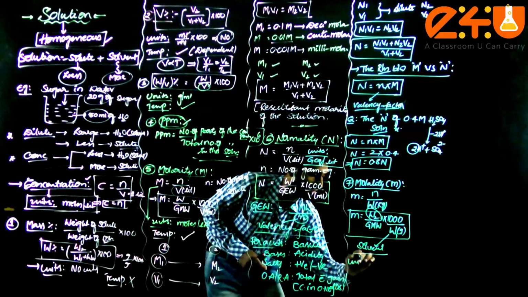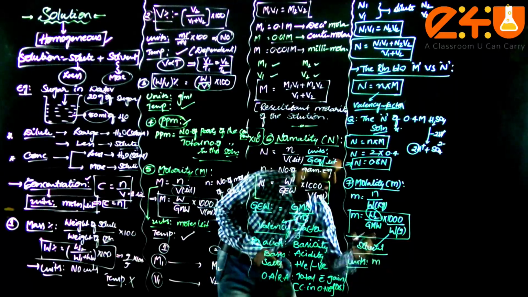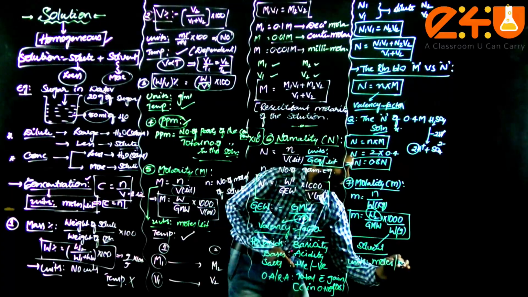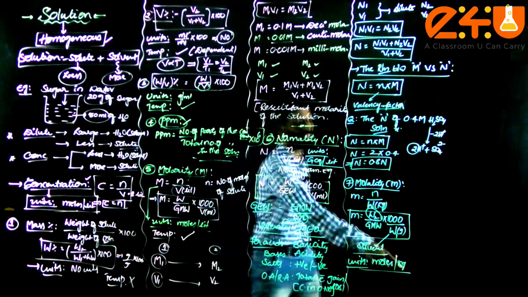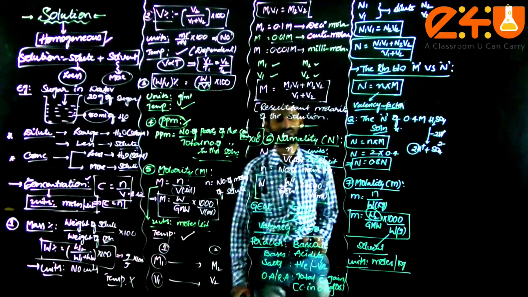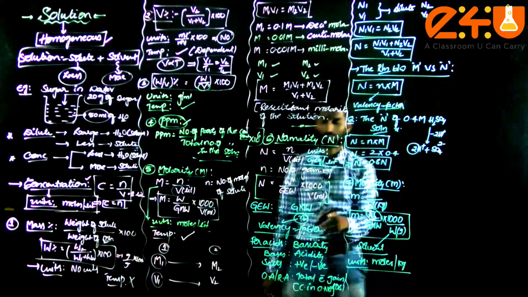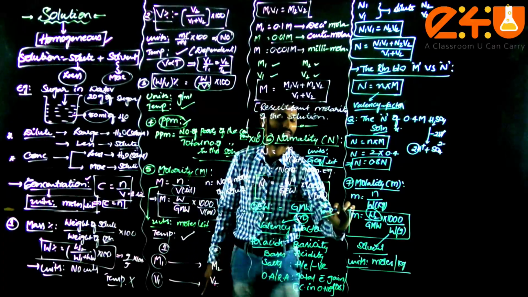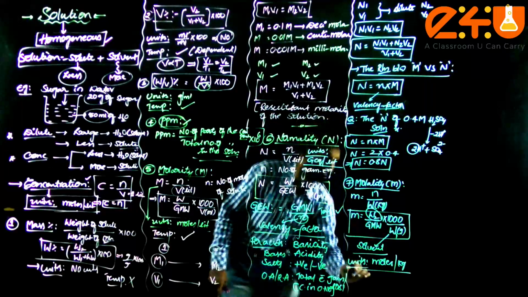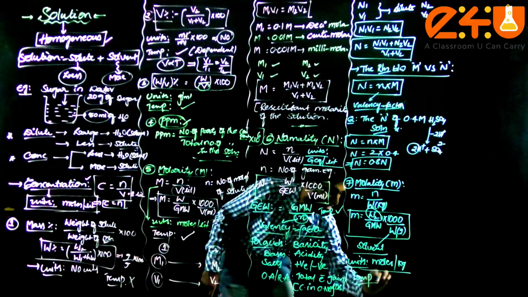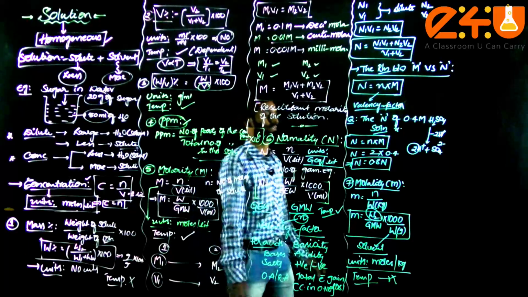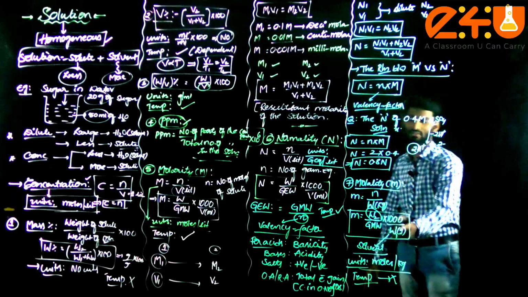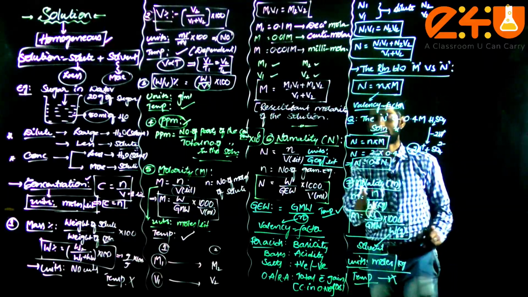The units of molality: number of moles as usual, and weight in kg, so moles per kg. Does it depend on temperature? Normality depends on temperature because there is a volume factor. But molality is independent of temperature because there is no volume factor. Because of that, the molality of a solution is independent of temperature. This is about molality.